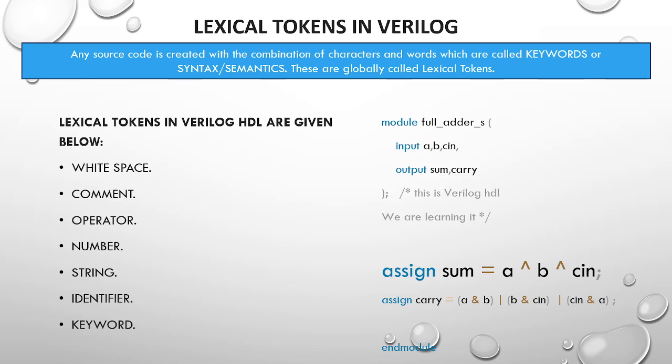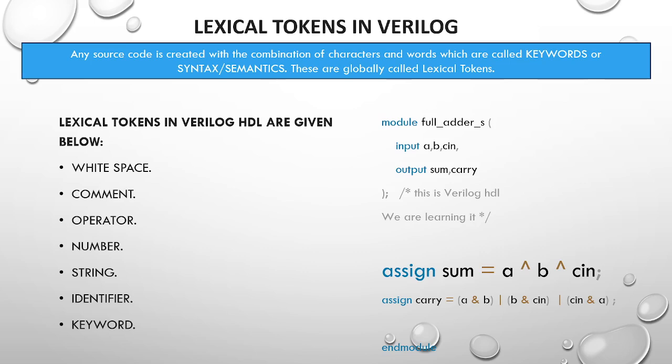That is why I already told you in the before classes that Verilog is very similar to C language. So some of the syntaxes are similar in C as well as in Verilog, but some differ. Let us see what things are similar to C language and what things differ from C language. In Verilog HDL, these are the basic lexical tokens you will be learning.